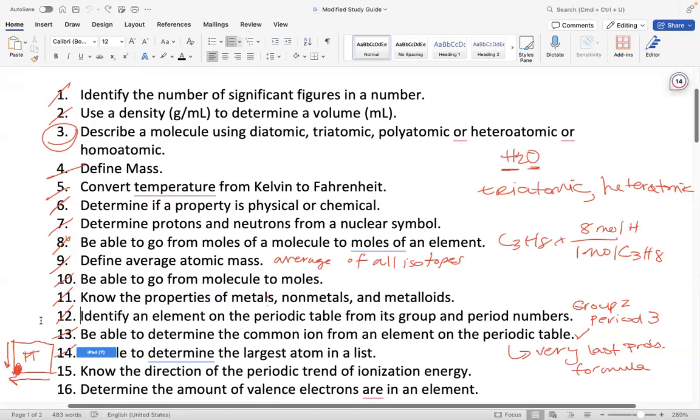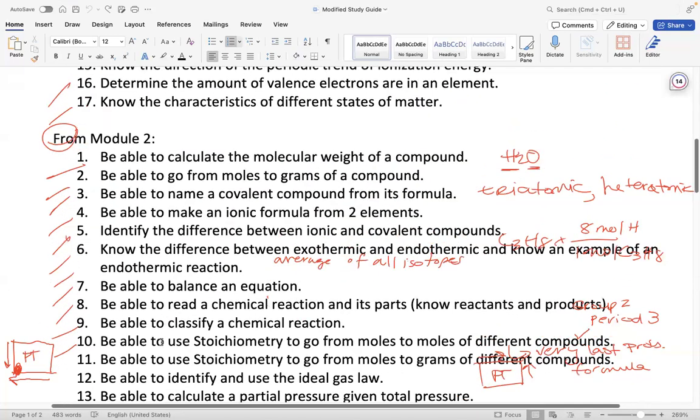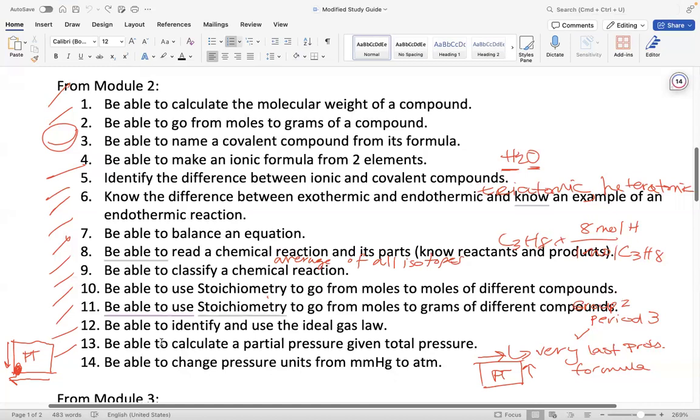15, know the direction of the trend of ionization energy. It is the opposite of atomic size, where you're going up and to the right. 16, determine how many valence electrons are in an element. That's when we count just 1, 2, skip a few, 3, 4, 5, 6, 7, 8. Whew. All right, module 2.